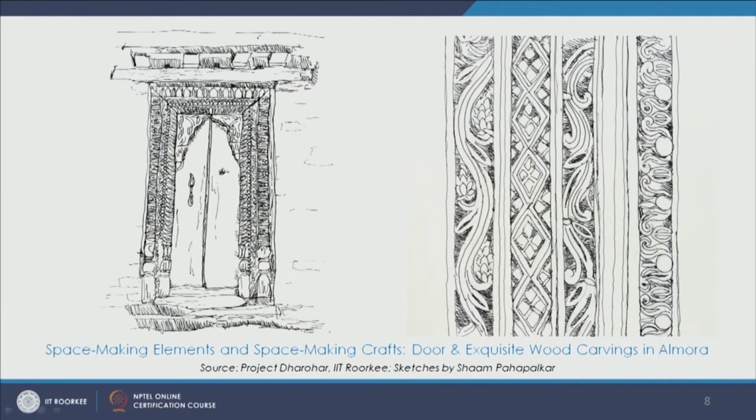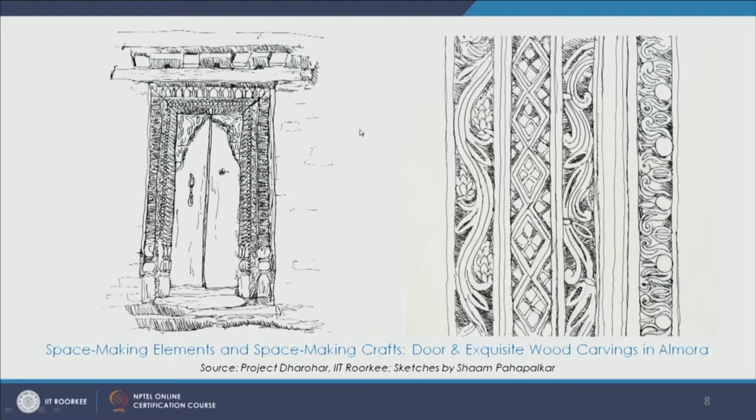So, this is a door like we discussed in that chart. This is again like a space making element, and the kind of intricate, exquisite carving over here that we see, varied motifs. Here there is another door jamb. Both of these examples are from Almora in Uttarakhand, and they have been done painstakingly by hand, by communities, by craft persons. And this is a timber door. There is a lot of variety of timber in Uttarakhand.